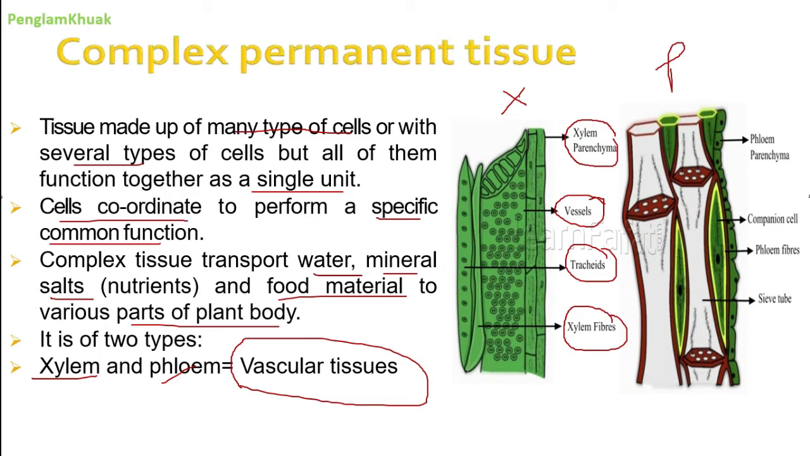Here phloem also is made of different elements: phloem parenchyma, companion cells, phloem fibers, and sieve tube. So here also they work together. Even though they consist of different types of cells, they work together to perform the transport of glucose and different types of substances from the leaf to different parts of the stem.